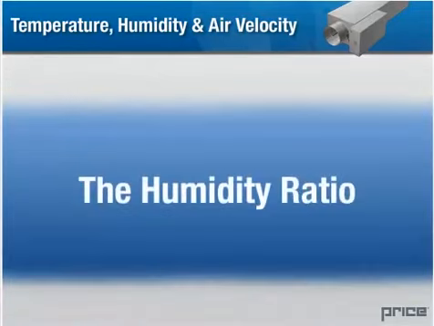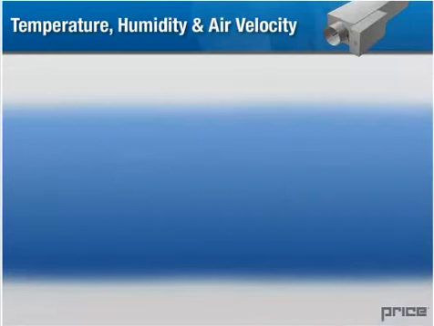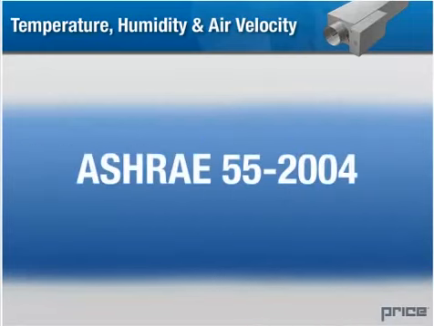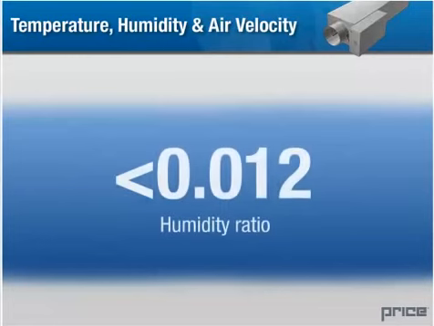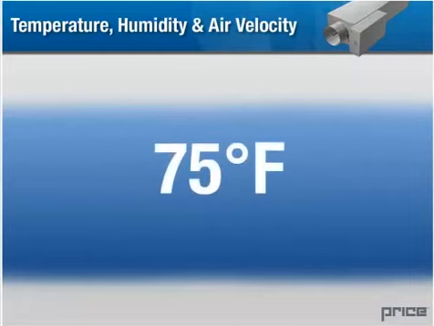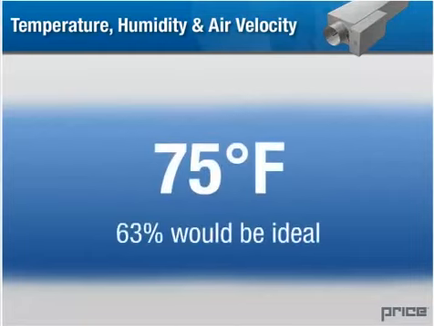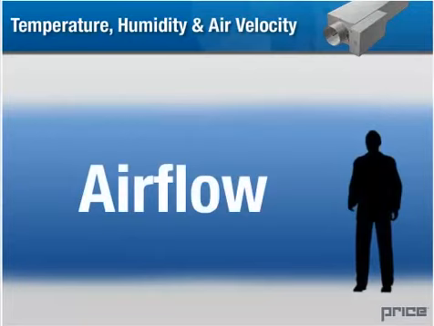The humidity ratio. This refers to the ratio of the mass of the water vapor to the mass of dry air contained in a sample. ASHRAE Standard 55-2004, Thermal Environmental Conditions for Human Occupancy, has established that a humidity ratio less than 0.012 will provide the best level of human comfort. For example, if your room temperature is 75 degrees Fahrenheit, a relative humidity level of 63% would be ideal. The comfort level also depends upon airflow within the room.